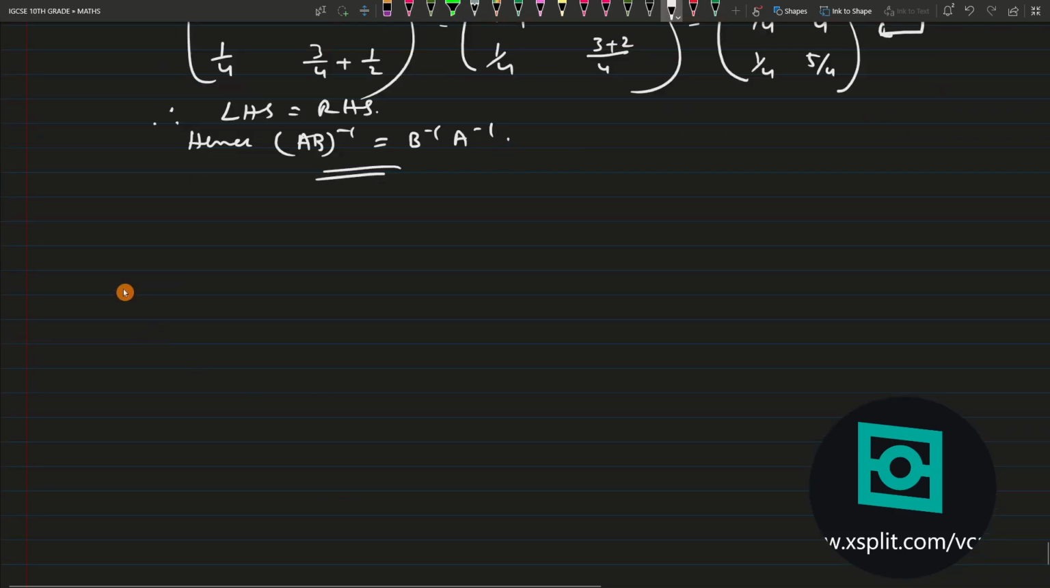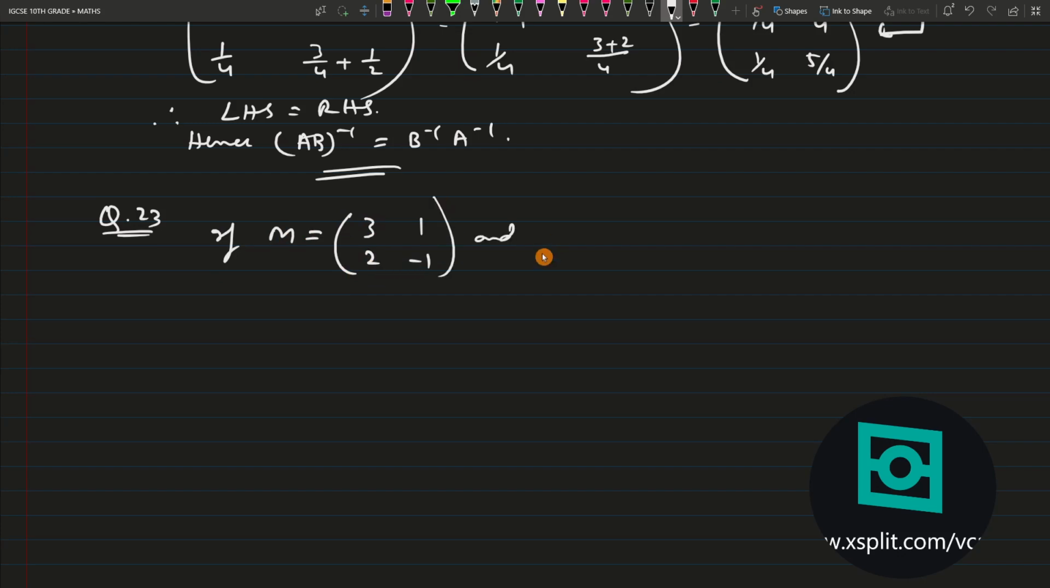Let us move on to question number 23. Question number 23 says that if M is equal to 3, 1, 2, minus 1, and MN is equal to 7, minus 9, minus 2, minus 6, then find N. Okay, so this is the question. M is given as this, and MN is given as this, so you have to find N. So let us go for this.